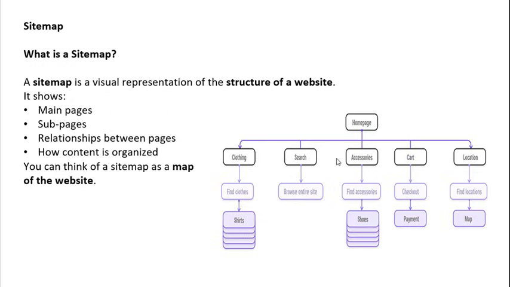This image shows a home page and inside it the subpages like clothing, search, accessories, cart and location, and the relationship between all the pages. For example, you select a cloth, then move to the cart, and the location is also given, so all are related together.